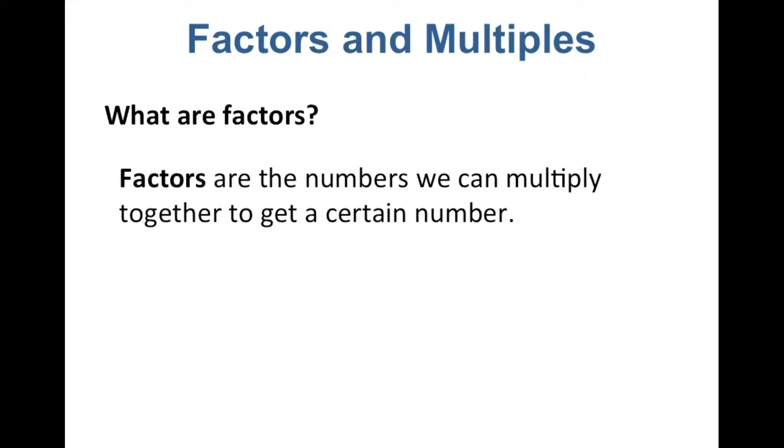Factors are the numbers we can multiply together to get a certain other number. Every number is made up of factors. They are the small parts that make up the whole. In this multiplication fact or multiplication equation, we can see that there are two factors, 4 and 3. Those two numbers would both be a factor of the number 12 because we multiply them together to get 12.